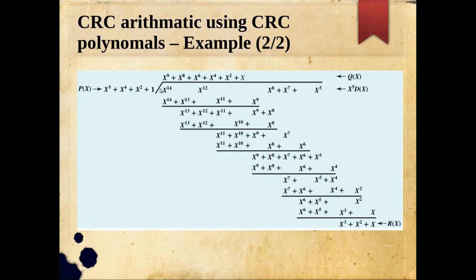You can either do like this, you see the d of x was x raised to 9, I mean a degree 9 polynomial, so simply multiply this with x raised to 9. Or you can see that this was x raised to 5 and this is x raised to 14. So what was the difference between 14 and 5? It was 9. So multiply the entire thing with x raised to 9 so that you can match every bit position like this. So x raised to 9 into x raised to 13 will come like that.